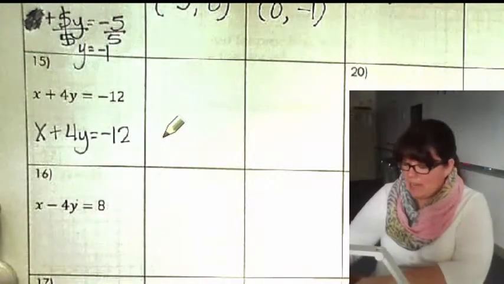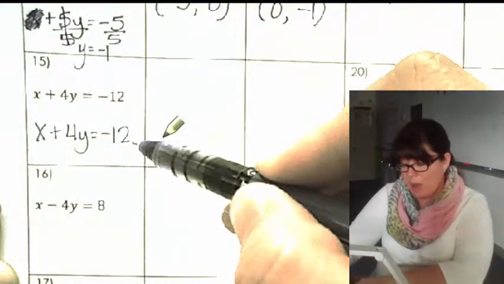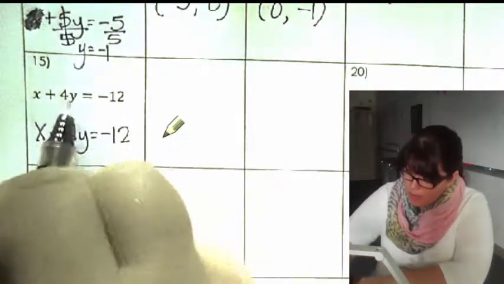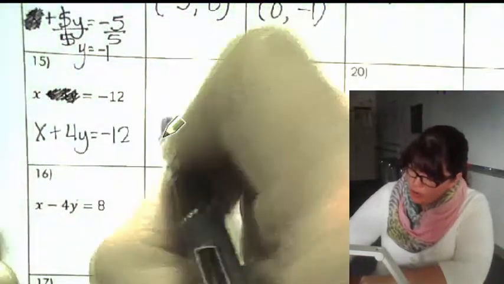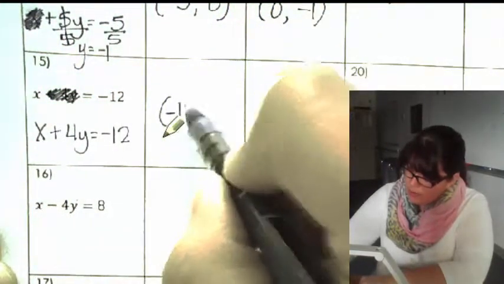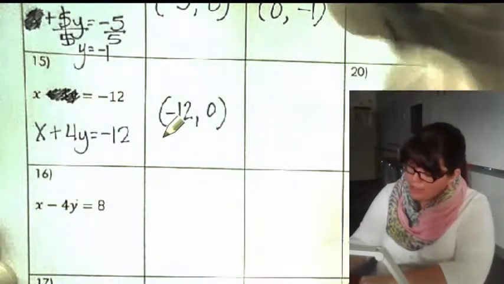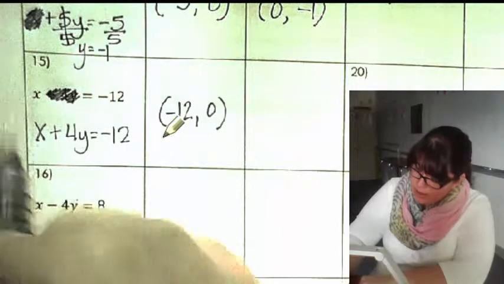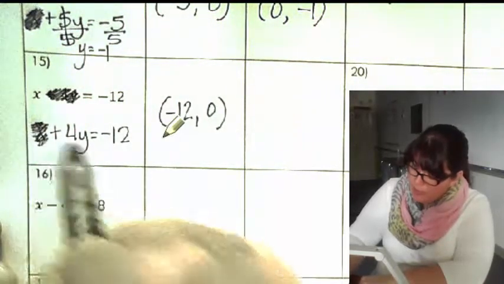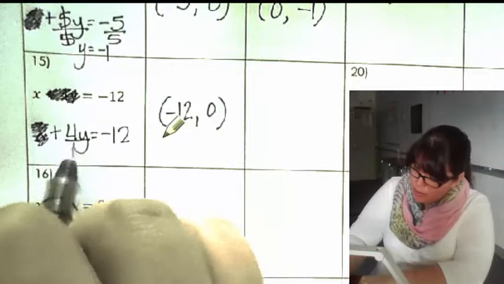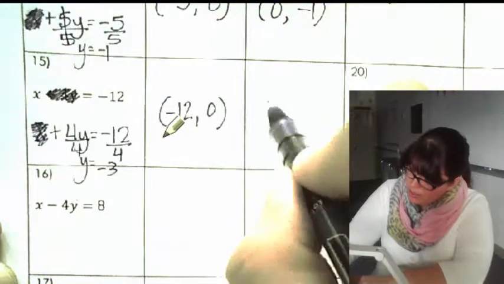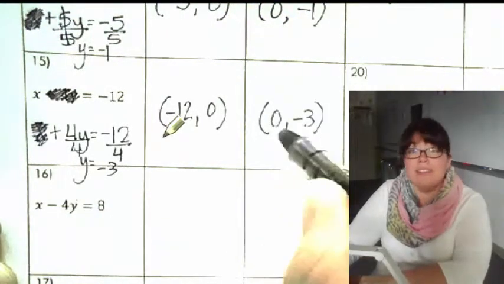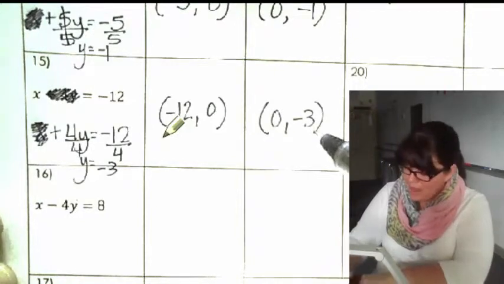All right, for number 15, I put it in there, I wrote it twice. Now I want to find my x-intercept, so I'm going to plug in 0 for y, which will knock out this whole term, and solve for x. X equals negative 12. So in my coordinate point, x is negative 12, y is 0. Now for my y-intercept, I'm going to plug in 0 for x. That'll knock out this whole term, and I'm left with 4y equals negative 12. Solve for y, and y equals negative 3. Is that what you got? 0 for the x, negative 3 for the y? I hope so. How about for number 16?